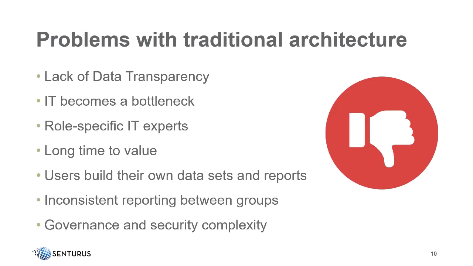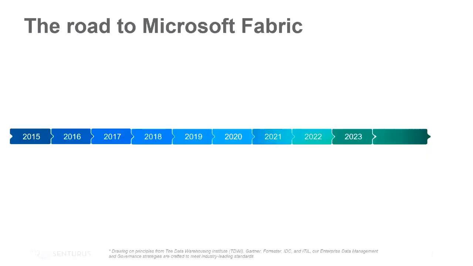So after talking about some of the problems we see from some traditional architecture, let's go ahead and jump into a brief history of Microsoft and why we've landed in Fabric. And the reason I want to talk about this is to help set the stage of what we're talking about and why Microsoft has landed at Fabric.